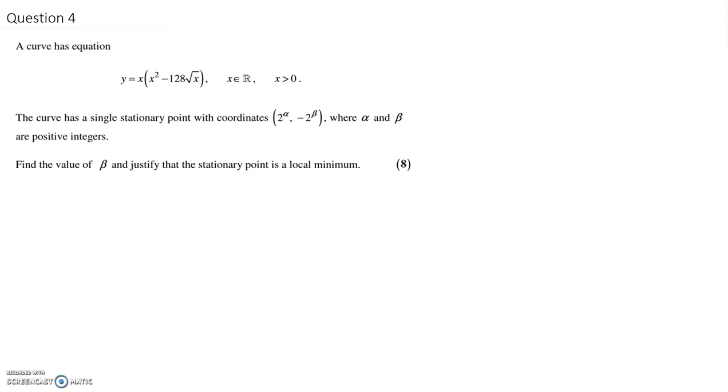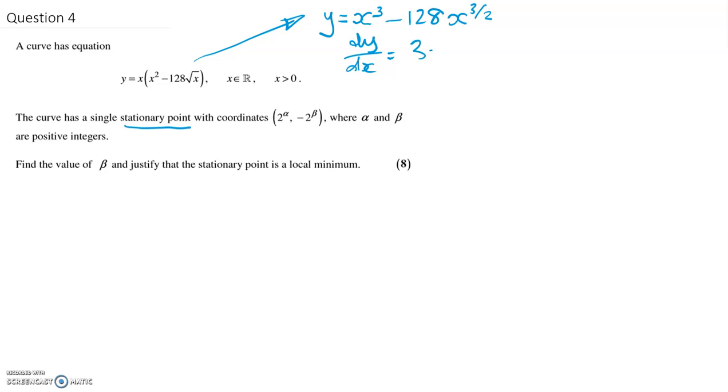Whenever you are asked to work out a stationary point, you know that you need to find dy by dx and make it equal 0. So in order to do that for this equation here, we need to simplify it and make it a little bit easier to work with. So what I'm going to do is multiply out the brackets first, then work out dy by dx, make it equal to 0 and solve to get x.